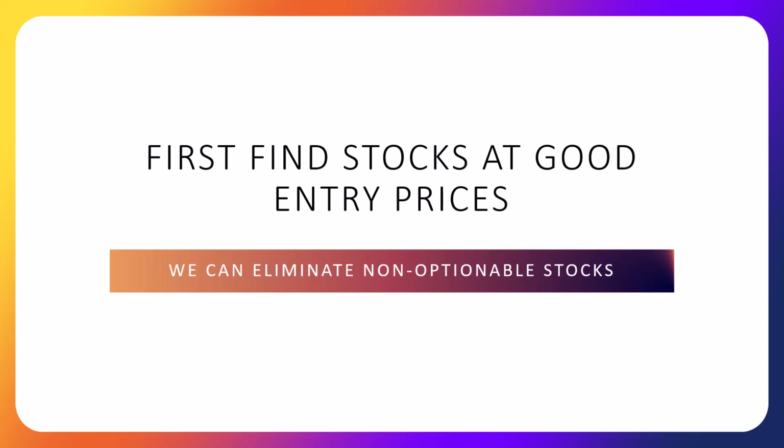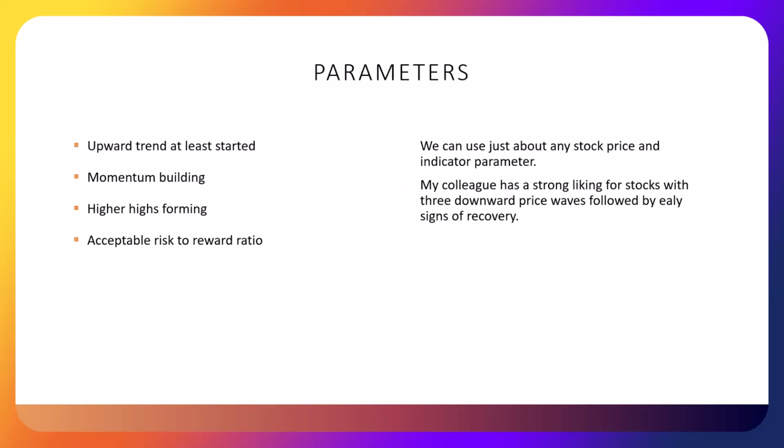First, we have to find stocks that have good entry prices. So it's like technical trading. We want stocks that have good charts. And here's what I mean in summary terms by good charts. An upward trend which has at least started. I want some momentum building in the indicators. I want higher highs forming, and I want an acceptable risk to reward ratio.